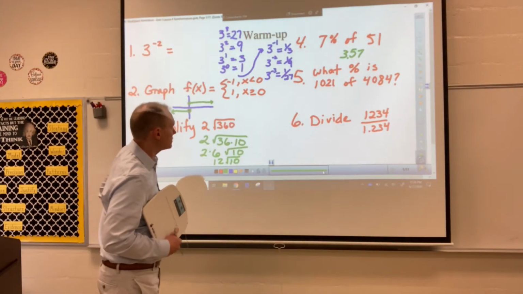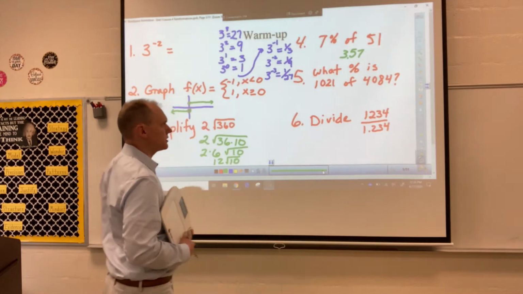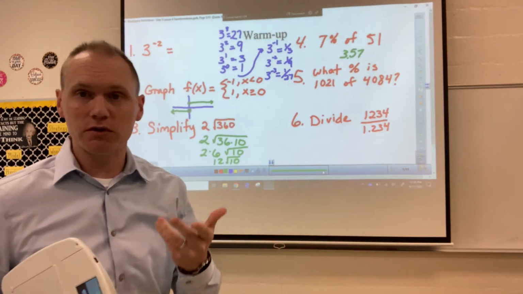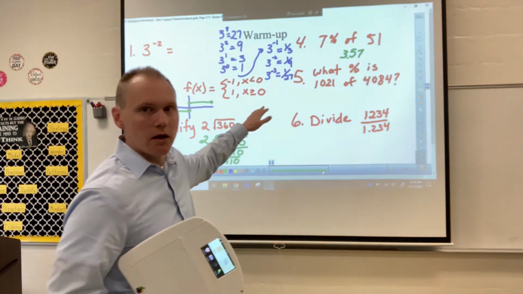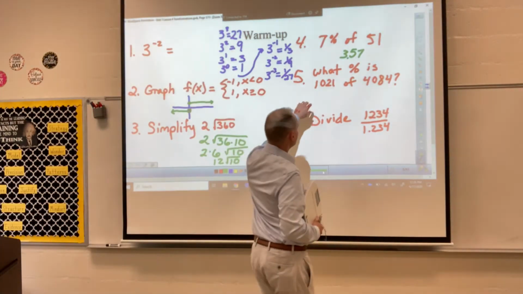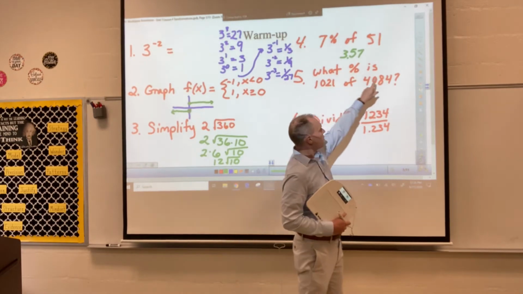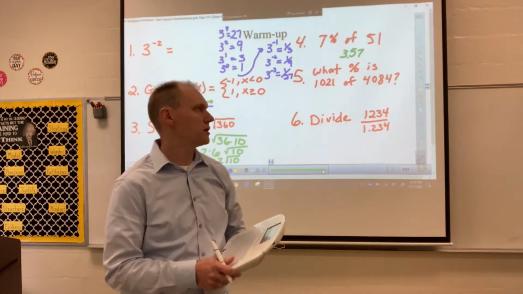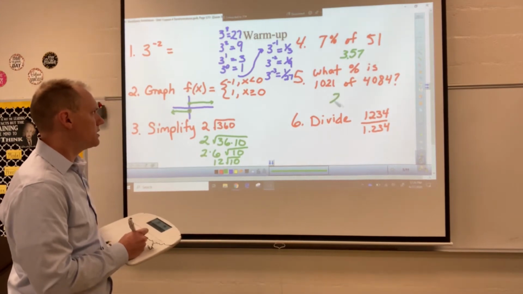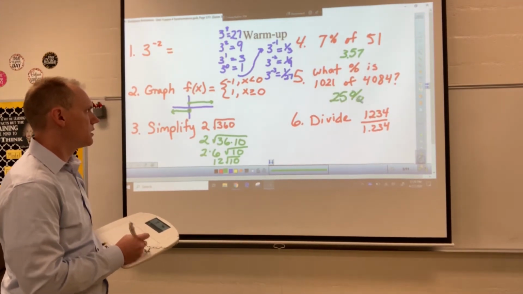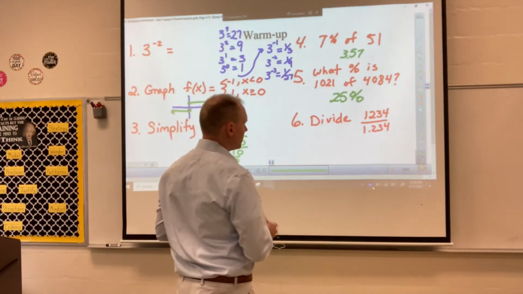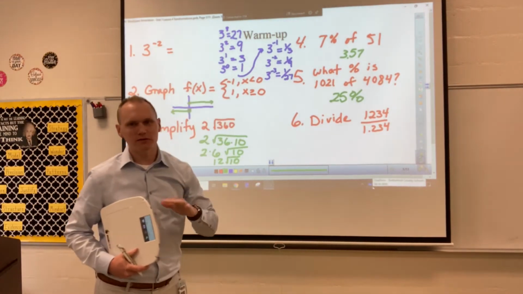All right, what percent is 1,021 of 4,084? This one can be done using mental math at least, because we can quickly look at this and see that this times 4 gives us this. So it's a quarter of that 4,084. So therefore it's 25% of that value. And then lastly, if you weren't able to get this one using mental math, that's okay.